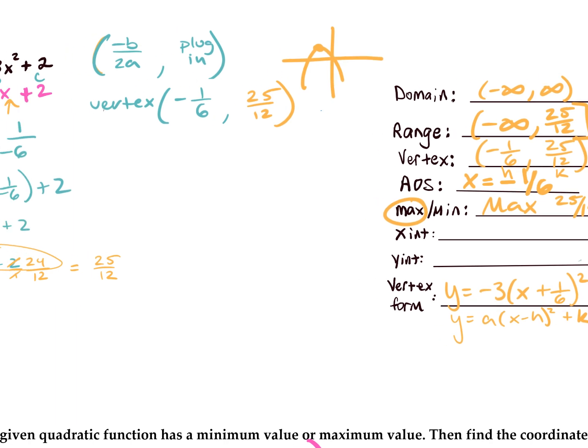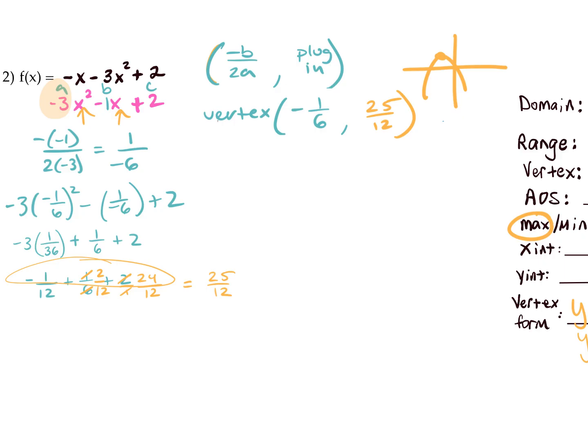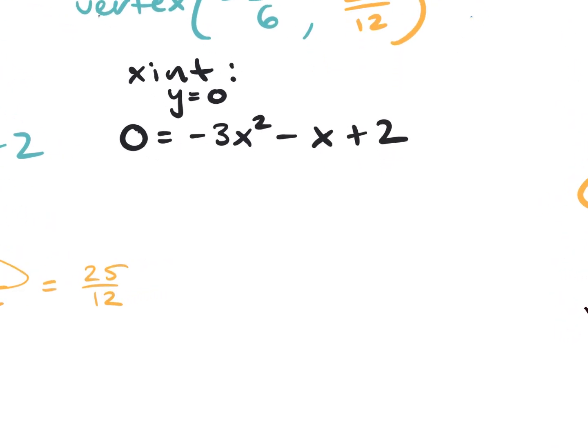So last thing we need to do is find the x and the y-intercept. Let's start with the x-intercept. How do we find the x-intercept? Make y 0. So we're going to plug in 0 for y. 0 equals negative 3x squared minus x plus 2. I don't love factoring when our leading coefficient's negative, so I'm going to divide everything by negative 1. You definitely can factor when your leading coefficient's negative. Just be careful with the signs when you do it.